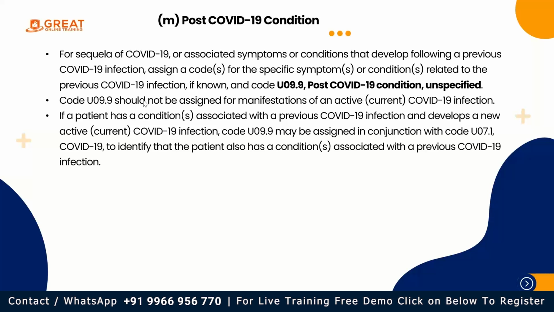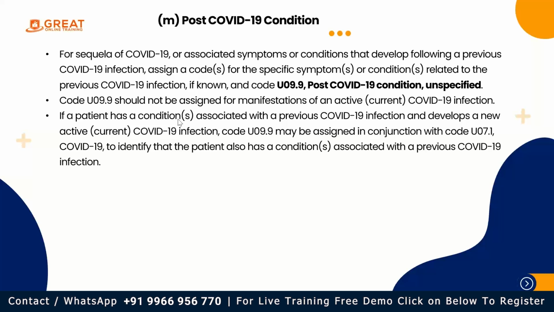Code U09.9 should not be assigned for manifestation of an active or current COVID-19 infection, because for current COVID-19 infection we have which code? U07.1. Yes, current. And for sequela we have U09.9. Remember this difference. They can trick you in the options like this. Read your question carefully and select the code.